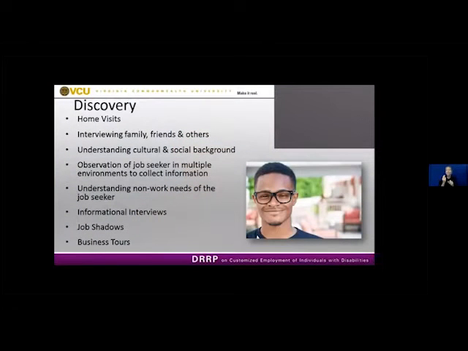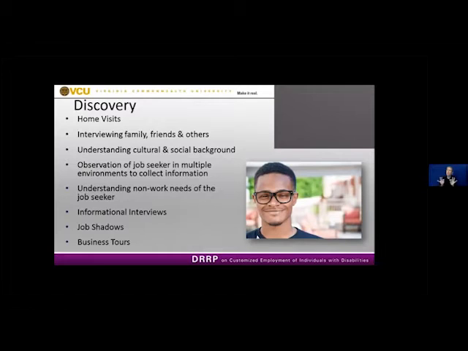The next thing that we do is interview family, friends, and other support folks who are involved in the individual's life. This gives us a different perspective on the young person or the adult that we're working with. Oftentimes, I might see myself one way, but my family and friends may see me in a different light and may see strengths that I have that I didn't realize I have. So it's important to gather that information from friends and family.